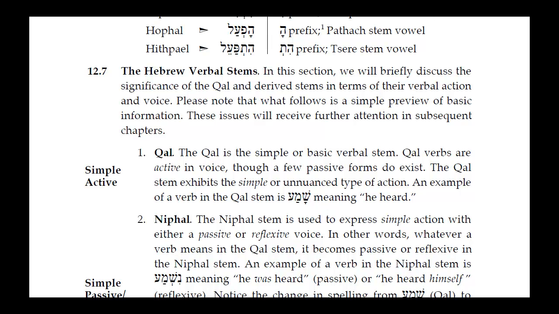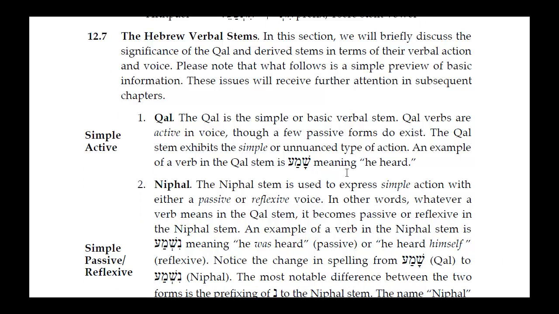We have the Qal stem here. The Qal stem is a simple or basic verbal stem. Qal verbs are active in voice, though a few passive forms do exist. The Qal stem exhibits the simple, unnuanced type of action. An example of this would be the Qal stem of shama, meaning to hear, or he heard. Just very simple: he heard.